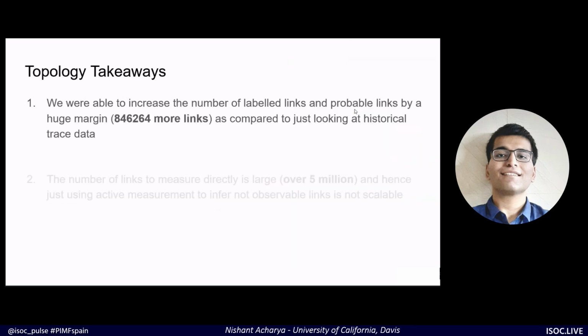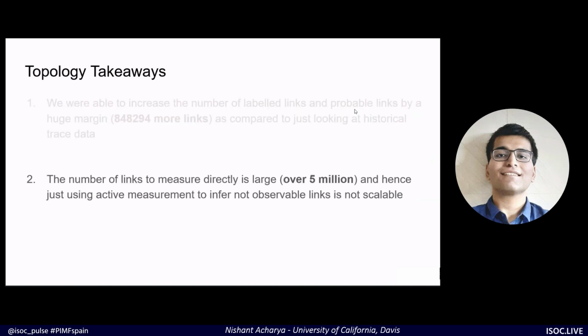The main takeaways that I want you guys to take from that particular graph are, first of all, we were able to increase the number of labeled links, including known links and known non-links, and also probable links, by a huge margin. The second thing is the scale of this task. As I said, approximately 6 million IPs for the IXP in Sao Paulo. While some IXPs are not as huge, we want to make it generalizable. Hence, the scale of this task is quite big.